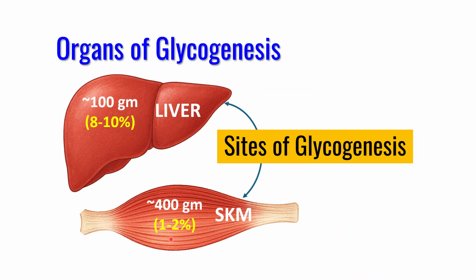Let us explore the organs and sites of glycogenesis. Glycogenesis is the enzymatic synthesis of glycogen using glucose. The liver and skeletal muscle are the two primary organs of glycogenesis, which store about 100 grams and 400 grams of glycogen respectively. Other cells and organs, including brain astrocytes, also store a small amount of glycogen.